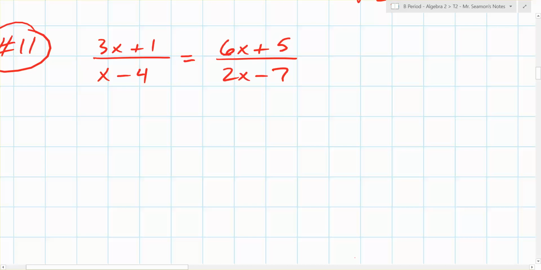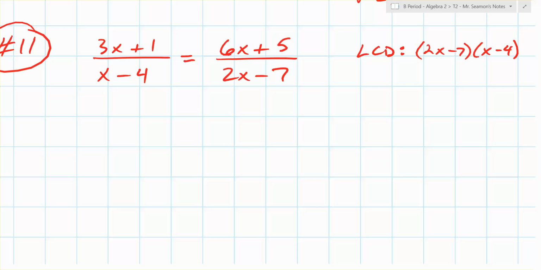Nice. What's that first step? Give me a verb. Find the least common denominator. Can someone tell me what the LCD is? What's the LCD going to be? Yeah, 2x minus 7 times x minus 4. A common denominator is always just the product of the two. So what do we multiply both sides by? We multiply both sides by that.